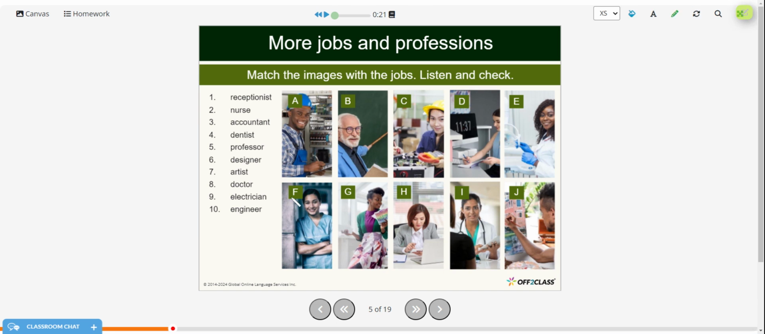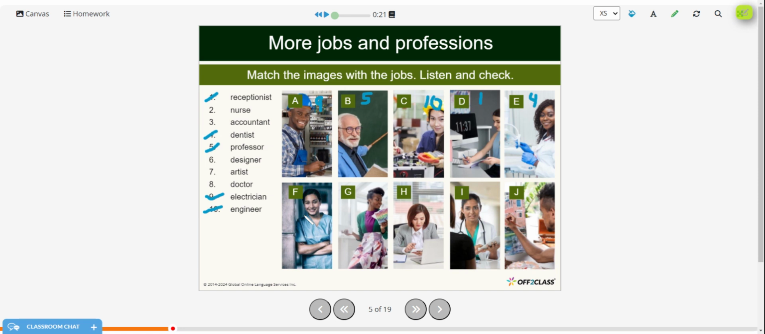All right, letter A would be number 9, an electrician. Letter B would be number 5, the professor. Letter C would be, looks like number 10, the engineer. Letter D would be number 1, receptionist. Letter E would be number 4, dentist.